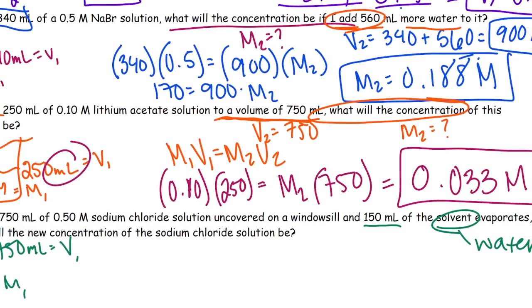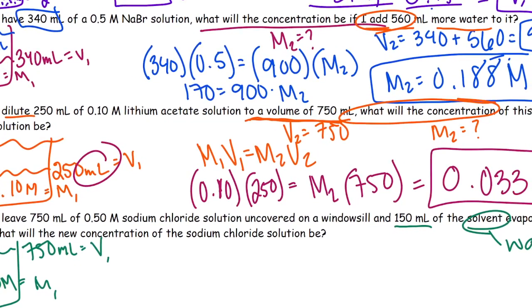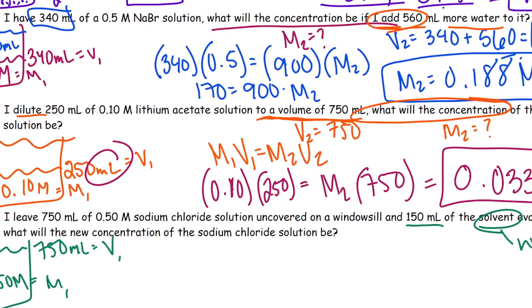So if 150 milliliters of the solvent evaporates, what will the new concentration of the sodium chloride be? So if you leave this sitting out on the windowsill and 150 milliliters evaporates, does that mean that I lost 150 milliliters, meaning I'm subtracting it, or does that mean that my final volume is 150 milliliters?